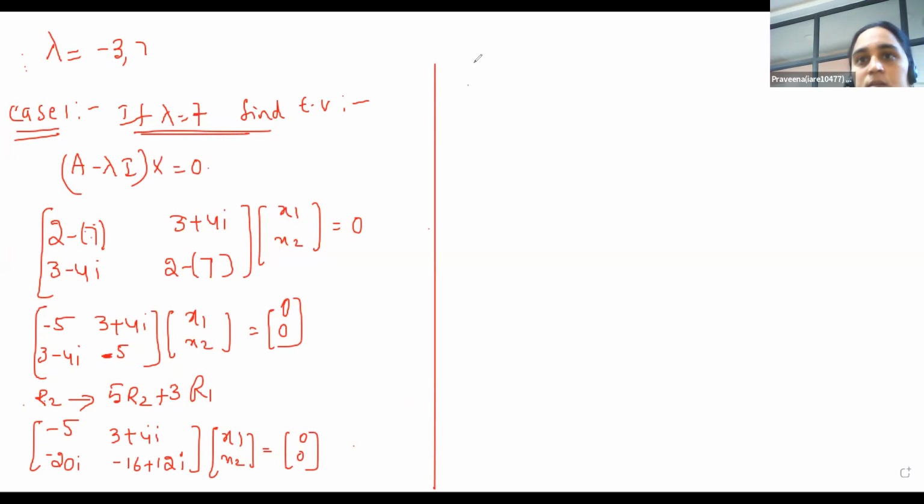Now tell me the next operation. R2 again changes in R2. Why am I again using the R2 row operation with respect to R1? Because here it should not be 0, so now I am taking it again. Now tell me, minus 20i means here 4R2 minus 4i R1, right?